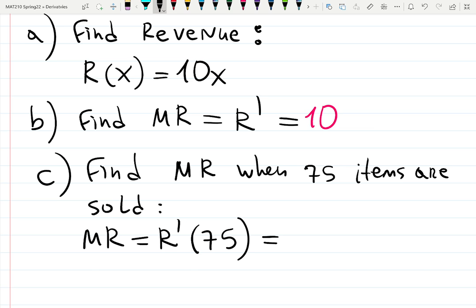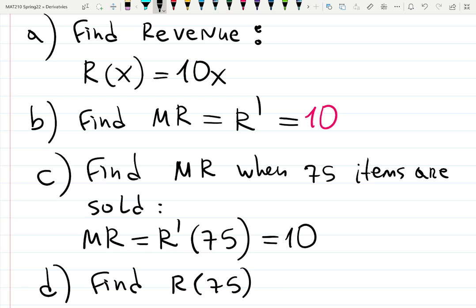What do you think is the answer? That is a very good question, because people get stuck here all the time. 10. Let's compare with D, and I will explain to you in just a second. Find revenue at 75. What is revenue at 75?